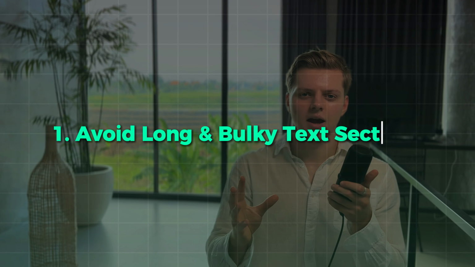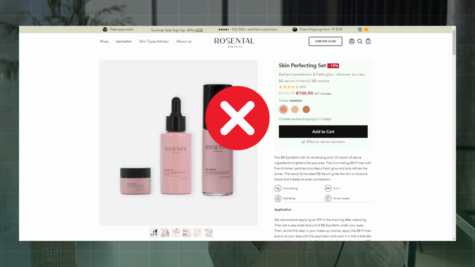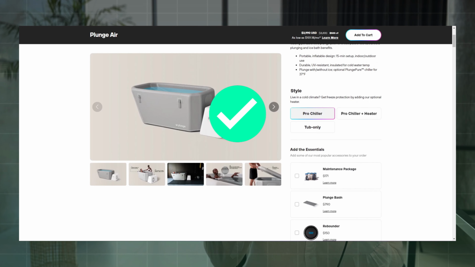So the first step on the checklist to remove cognitive friction is to avoid long and bulky text sections on your website. And I will now show you a really bad example where there's a lot of cognitive friction with long and bulky text sections, and then I will show you the opposite, a good example where they have cognitive ease and where they have perfectly short and concise texts, which removes the cognitive friction. So the first example of what not to do here is Rosenthal, which is a German cosmetics brand for women.